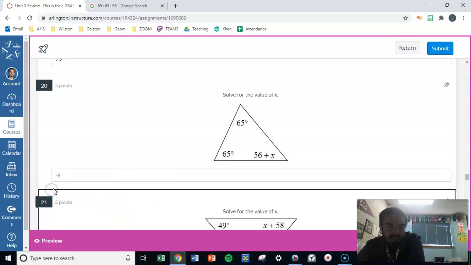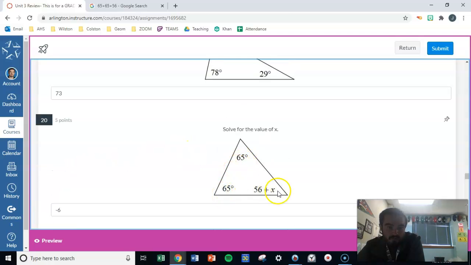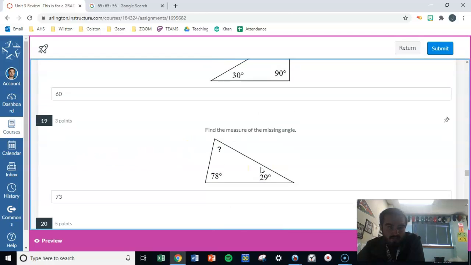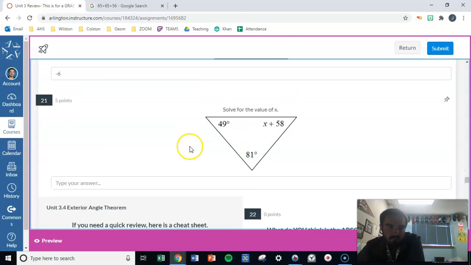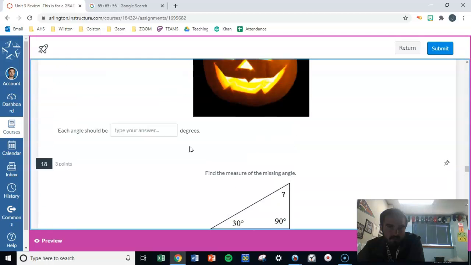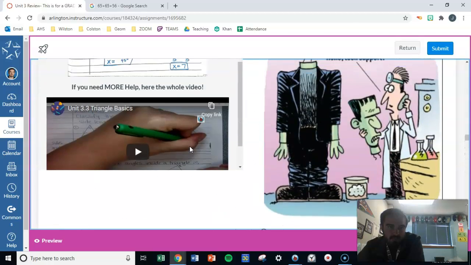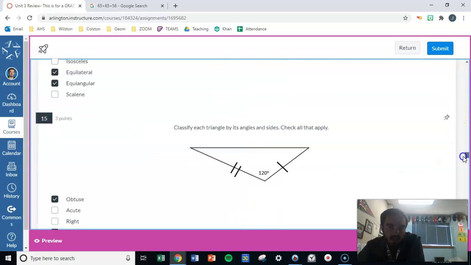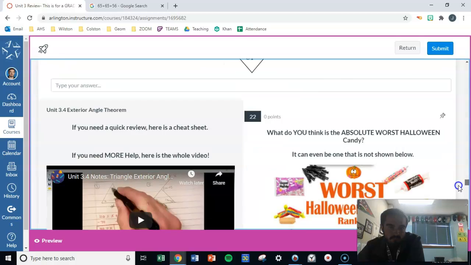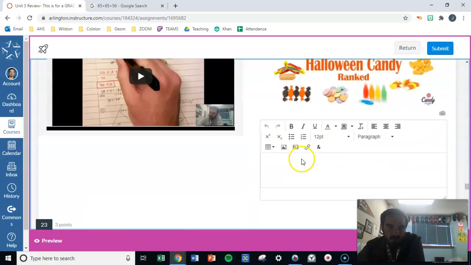Okay? It kind of feels like part plus part equals a whole, if you remember that from before. Part plus part plus part equals a whole, which is 180 every time. Okay, same thing on this one. Alright, so 3.3 was dealing with the types of triangles, and then that all the interior angles of a triangle add up to 180. Okay, very last unit. Okay, we have a video for you.